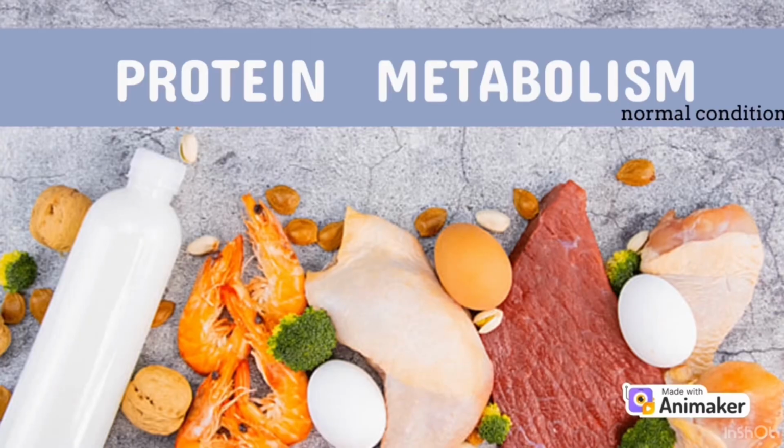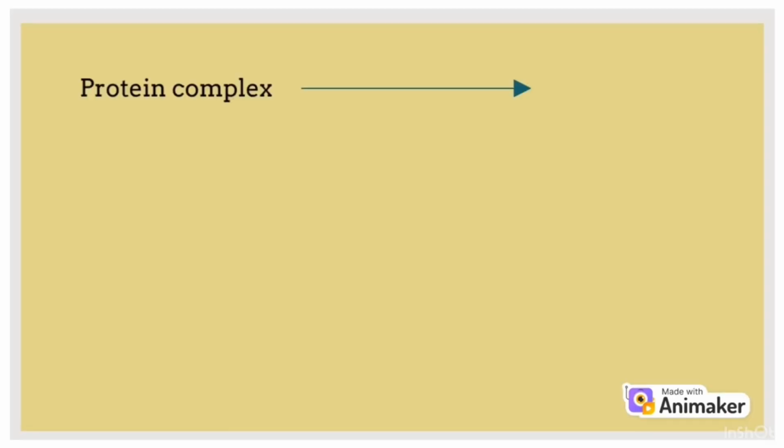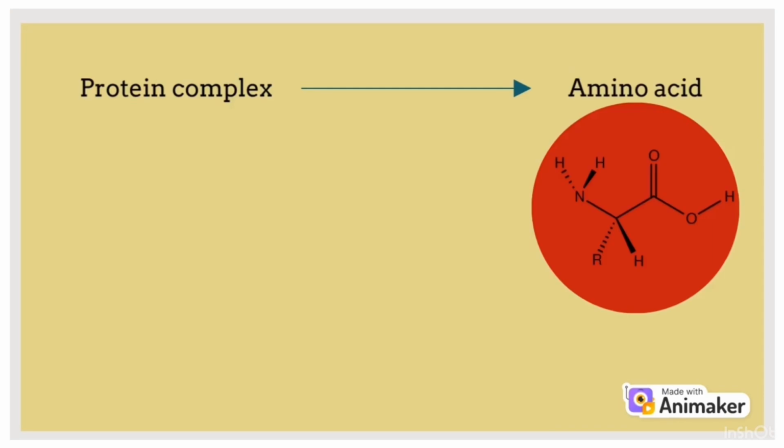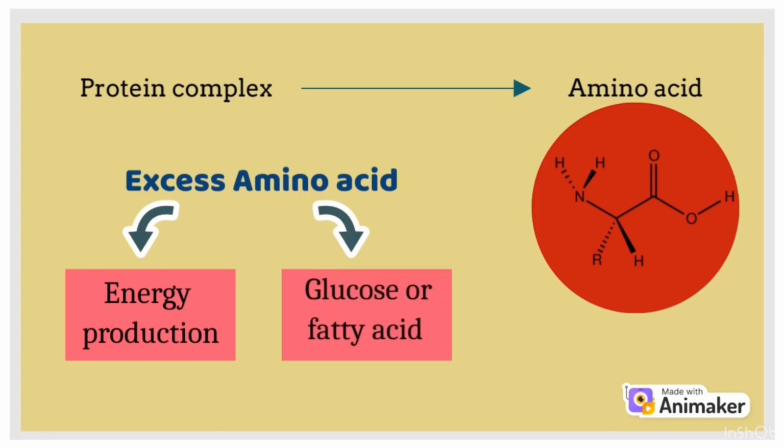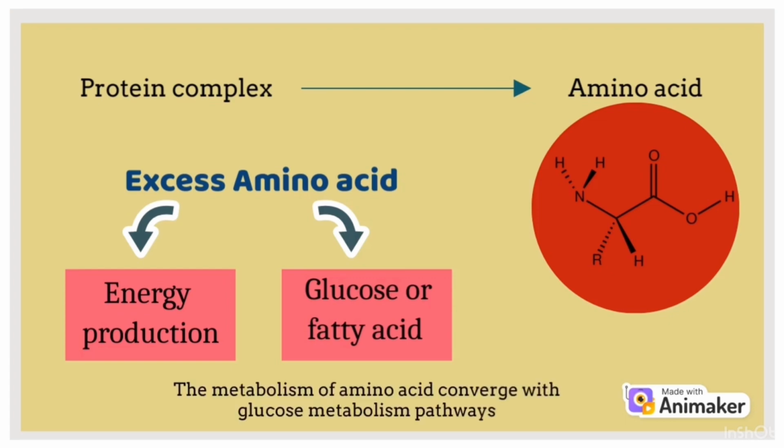Protein metabolism. Protein complex compounds will be degraded into their simplest form, which is amino acid. Once degraded into the simplest form, the excess amino acids will be used for energy production or will be converted into glucose or fatty acids. The metabolism of amino acids converges with glucose metabolism pathways.